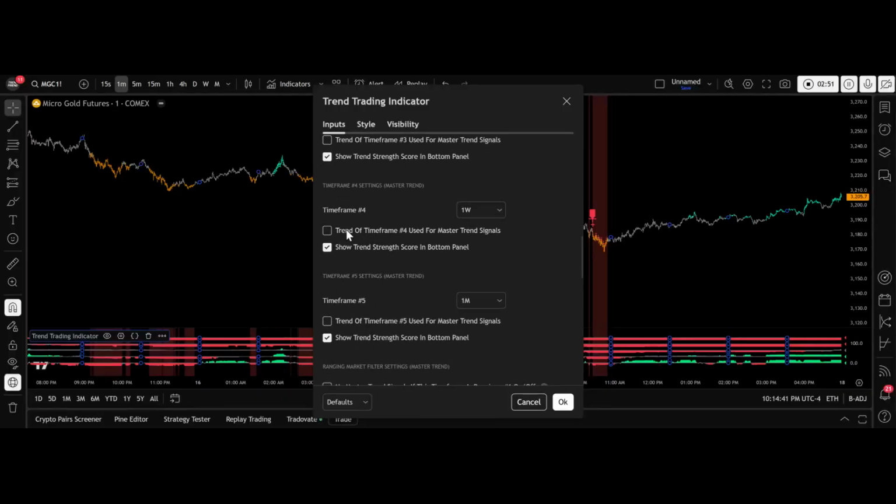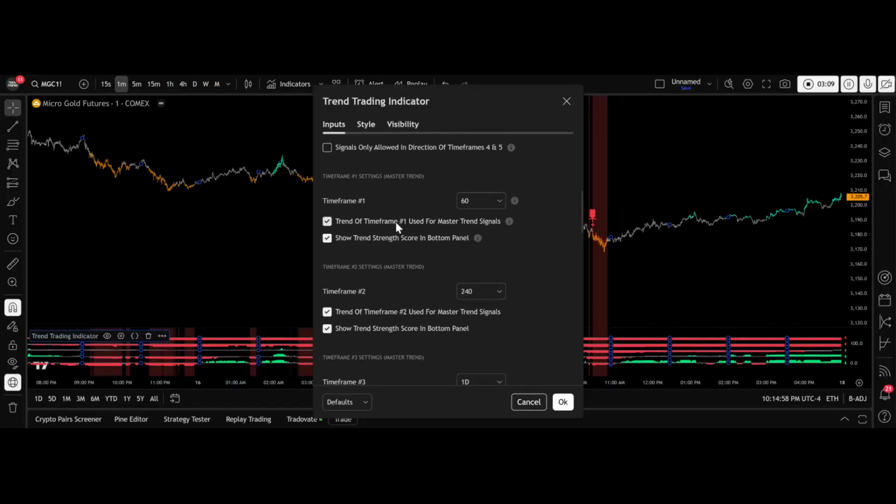This box here, for the first trend of time frame number 5 used for master trend signals, even if those aren't turned on, they do still affect whatever time frames you have set here. They do still affect some of the other signals. So make sure you keep these in order.